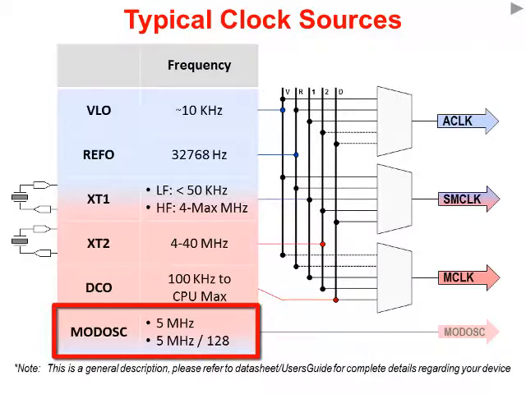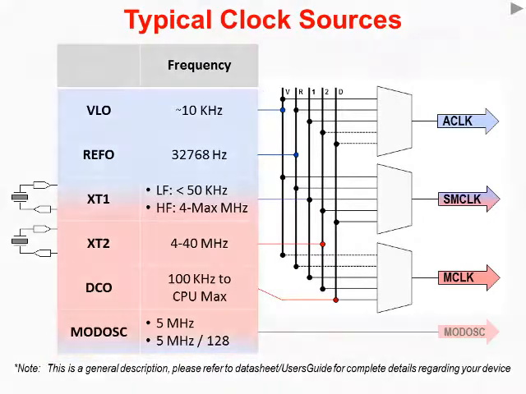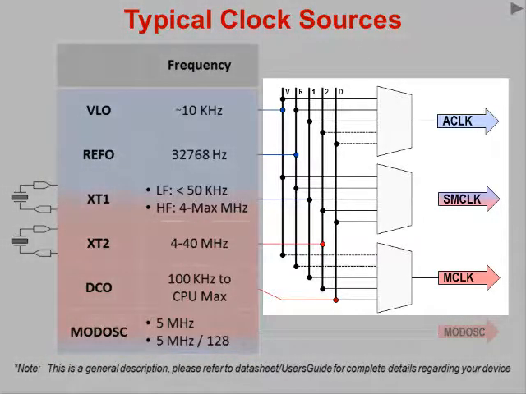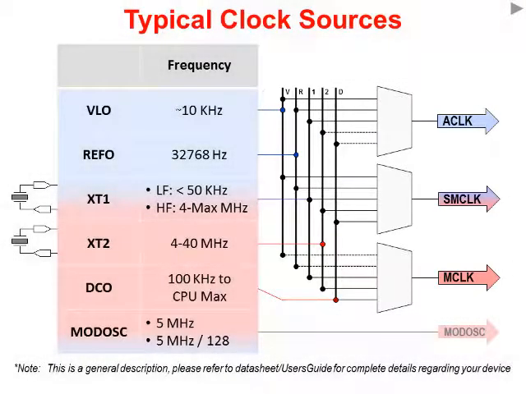The last one we show here is called MOD-OSC, or module oscillator. It runs in the 5 megahertz range on most devices, and is usually used to clock the A to D converter and maybe also the flash logic on a device. As you can see in this diagram, all of the oscillators are routed to all of the different internal clocks. On some of our devices that's the case, but that's not the case on all of the devices. Once again, we ask you to look at your datasheet to verify your device clocking options.